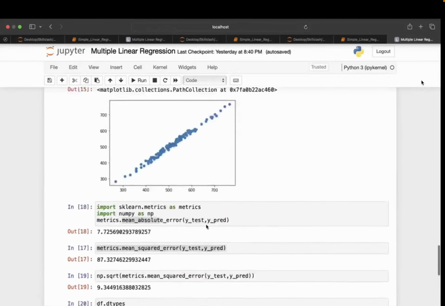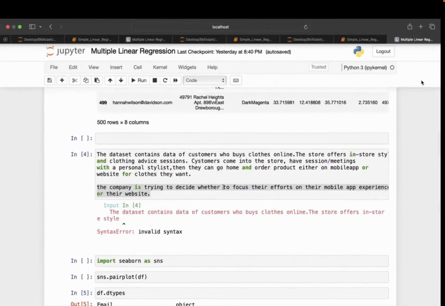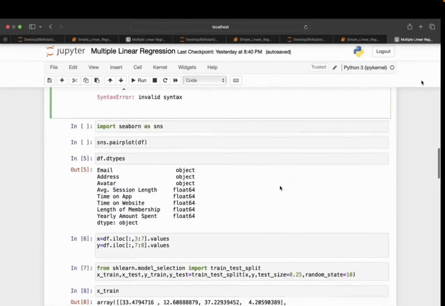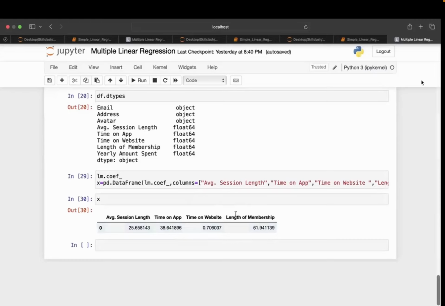Okay, so since they were asking the question in such a way that whether to focus their efforts on the mobile application experience or the website experience, for the safer side, we are going to tell them both options. But as I can see, this feature is more important, which means the application feature right now is more important for the yearly amount spent. So I'm going to go with the higher coefficient. Since we are having two faces of the coin, don't forget that. But we are choosing this one as of now because it is carrying the higher coefficient.